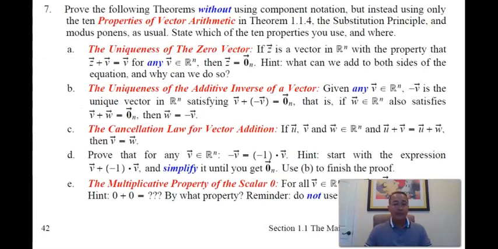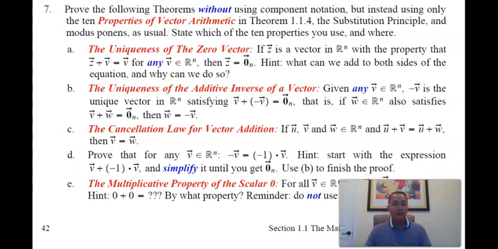So now let's look at the second group of theorems that you are going to do in your section 1.1 homework. So these are a little bit trickier because you're only allowed to use the 10 properties of vector arithmetic that are found in theorem 1.1.4.